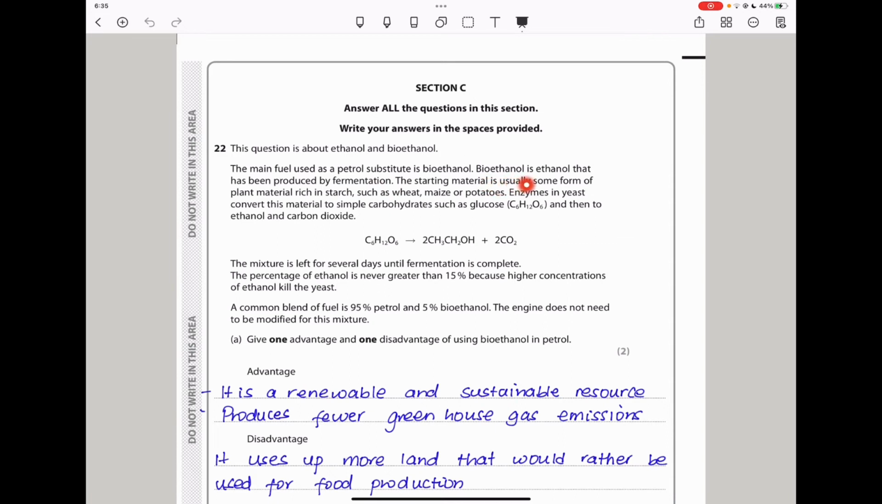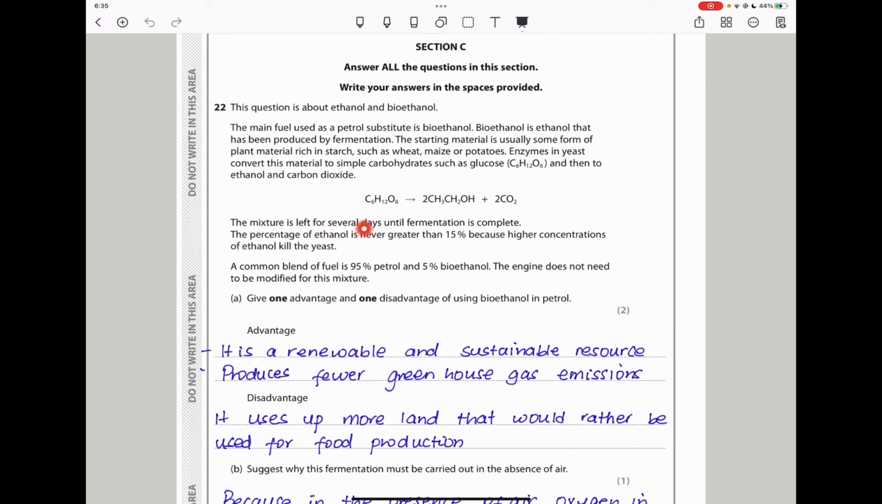The starting material is usually some form of plant material rich in starch, such as wheat, maize, or potatoes. Enzymes in yeast convert this material to simple carbohydrates such as glucose, and then to ethanol and carbon dioxide, so we can see that. They continue to say the mixture is left for several days until fermentation is complete. The percentage of ethanol is never greater than 15% because higher concentrations of ethanol kill the yeast. A common blend of fuel is 95% petrol and 5% bioethanol. The engine does not need to be modified for this mixture.